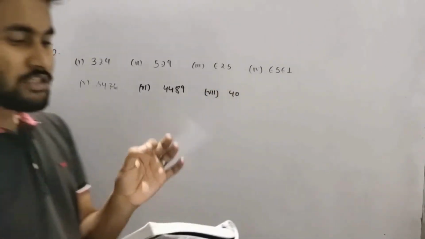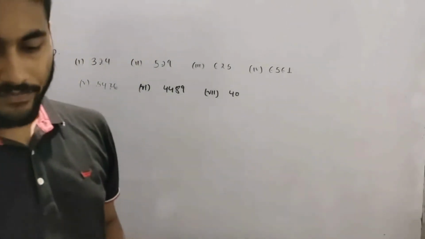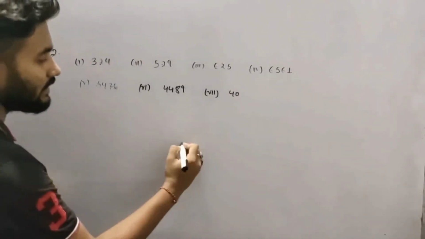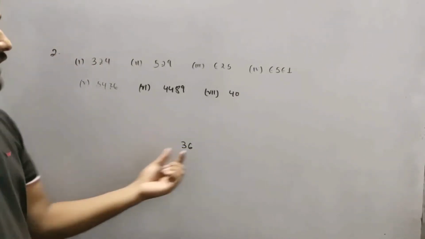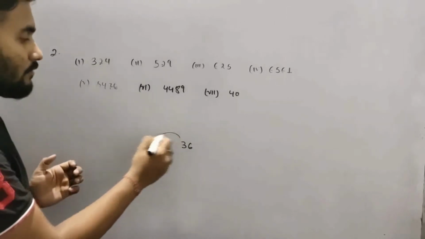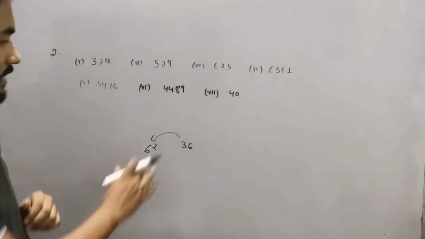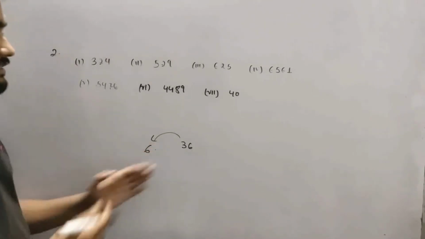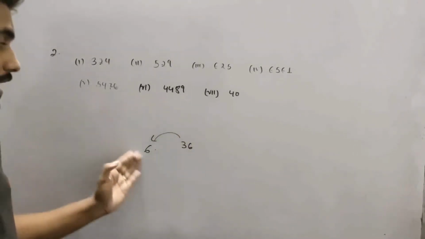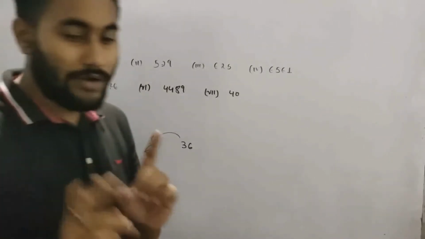Now what is the question? Which of the following numbers are squares of even numbers? Like say, in one I have written 36. 36 is a square of an even number. Whose square? 6. 6 square is 36. Understood? So 36 is a square of an even number, 6 square. Now try to understand the question.